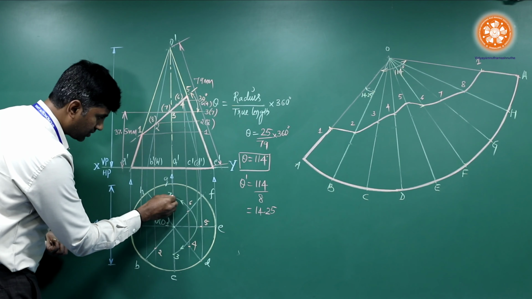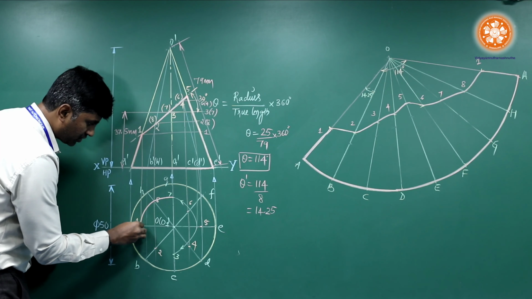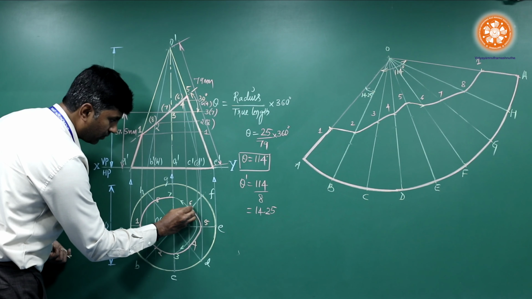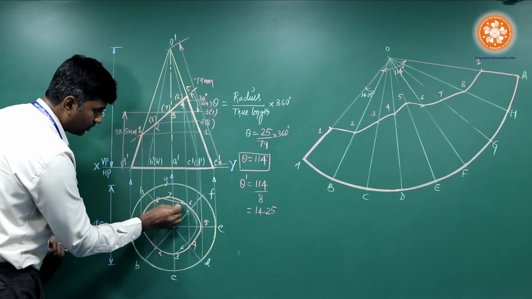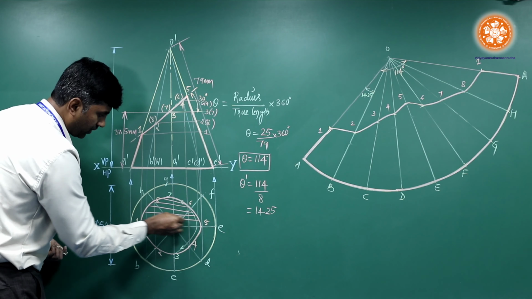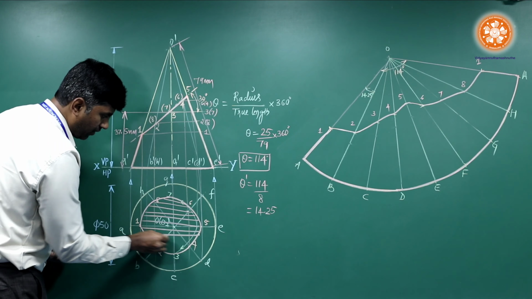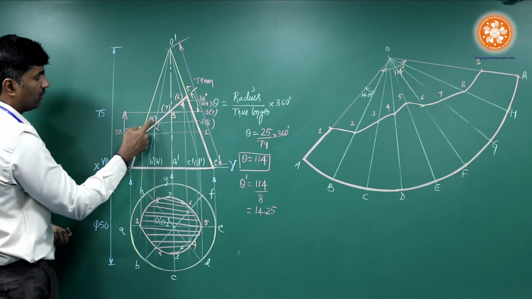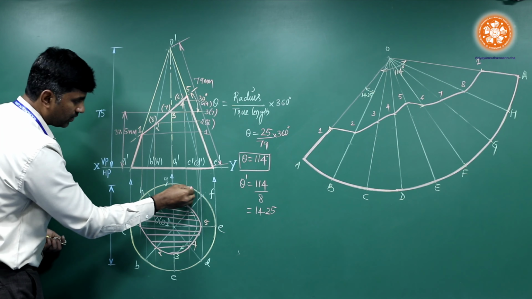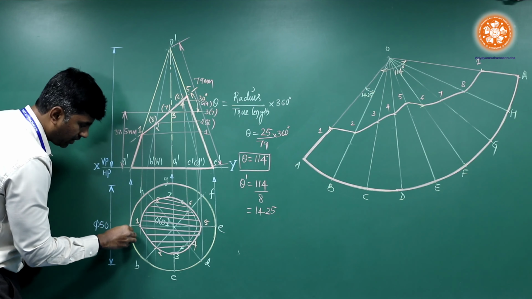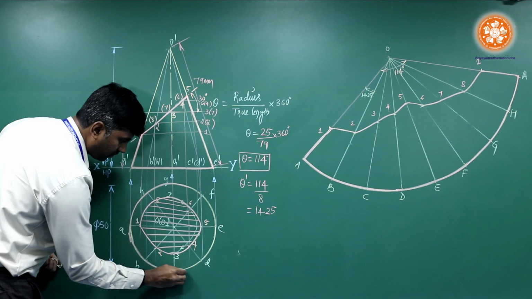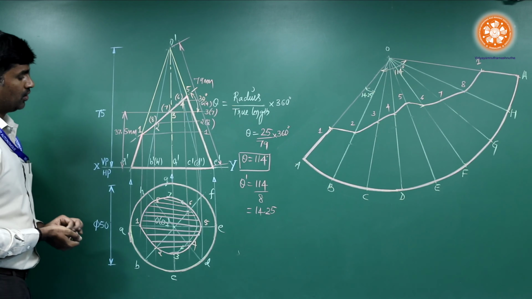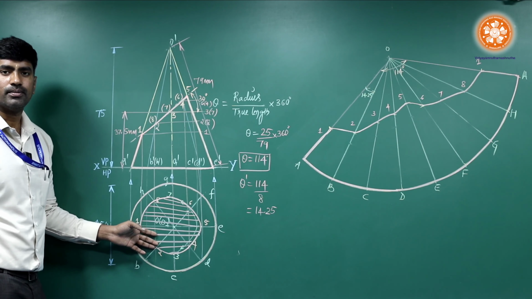What is the importance of this? If I join all these points, it gives how it looks from the top view. So if I hatch this, after cutting the solid, this is how it looks from the front view, this particular part. The next is the retained part can be made with a darker line. So this completes your problem. Thank you.